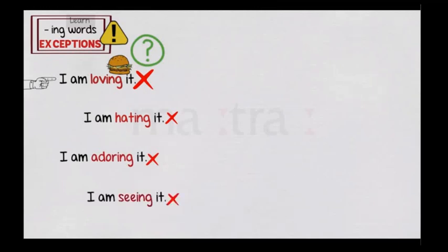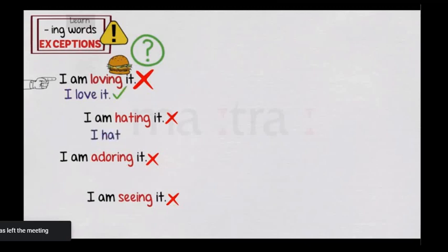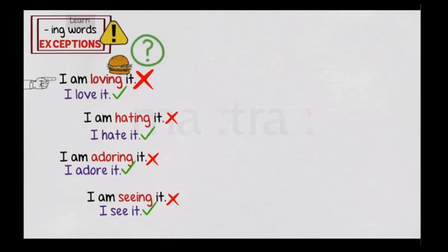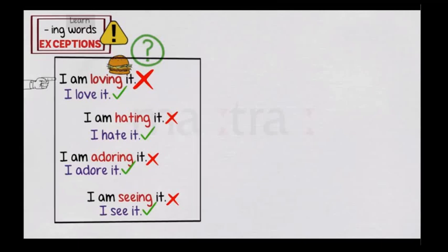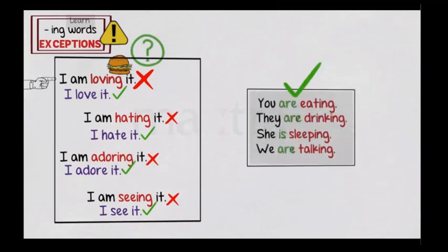Let's look at some more mistakes while using ing words. I am loving it. Is this sentence familiar to you? Well, it's completely wrong. I am hating it. I am adoring it. I am seeing it. The right way to say this is, I love it. I hate it. I adore it. I see it. So, how do we know which words should not be used as ing words?